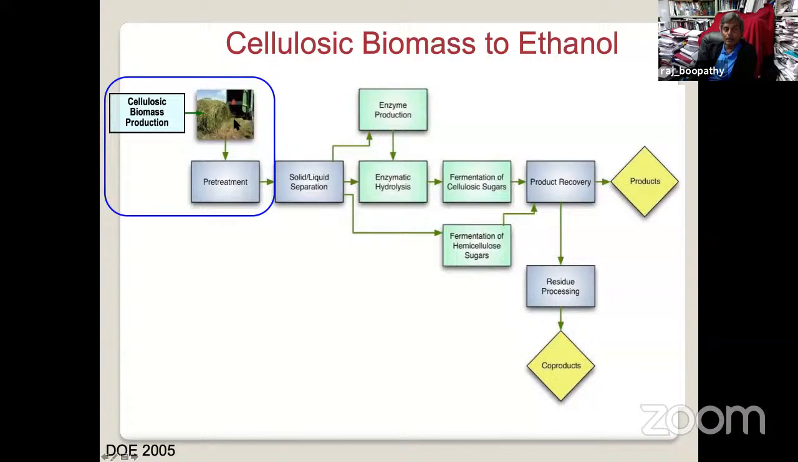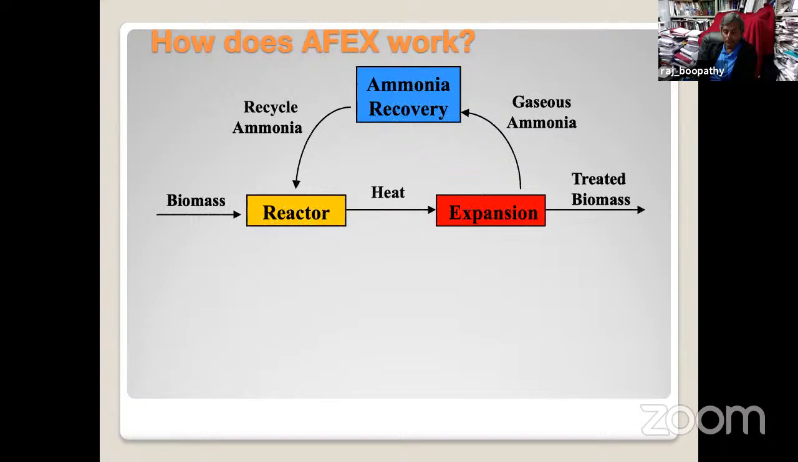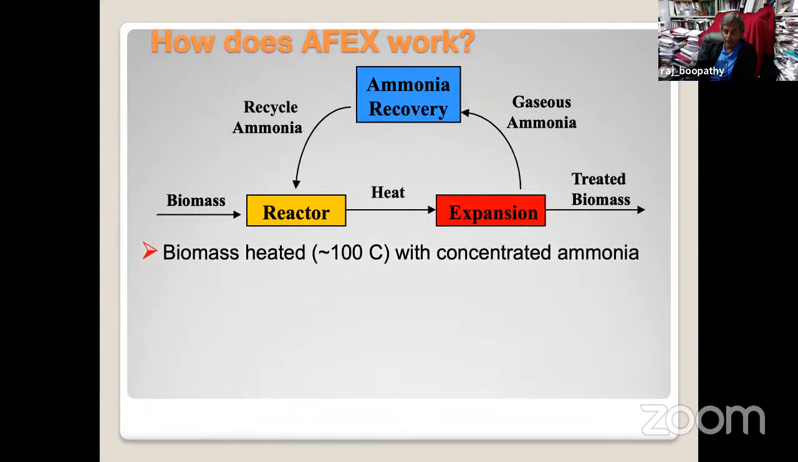You get the raw material from different sources, go through pretreatment, solid liquid separation, enzymatic hydrolysis, fermentation, product recovery, and then you can do the hemicellulosic part and use the hemicellulosic sugar and go through making ethanol, residue processing, and co-product use. Okay. So let's talk about one of the commonly used pretreatment methods, which is called ammonia fiber expansion. In short, it's called AFEX.